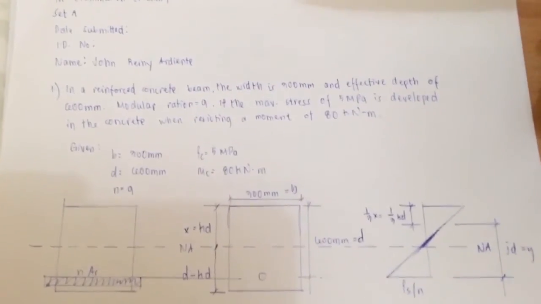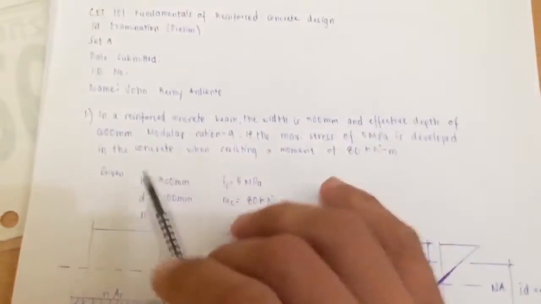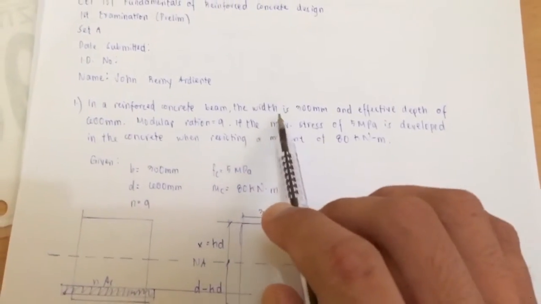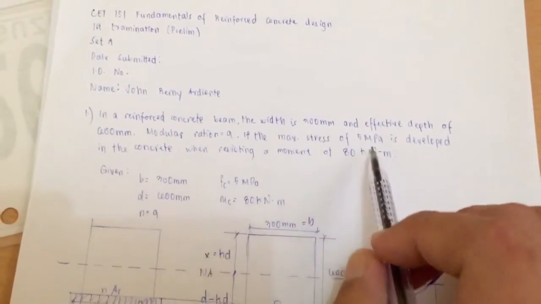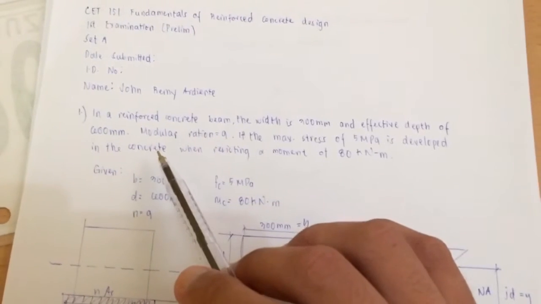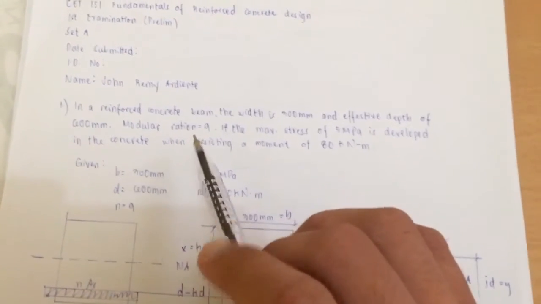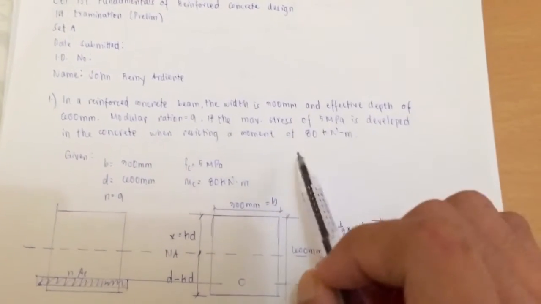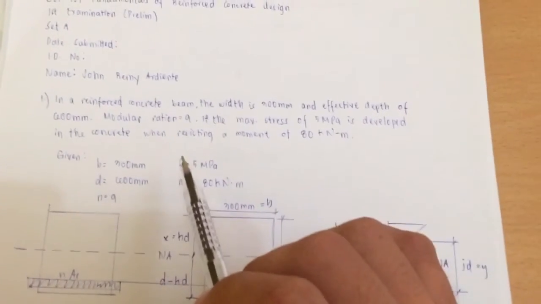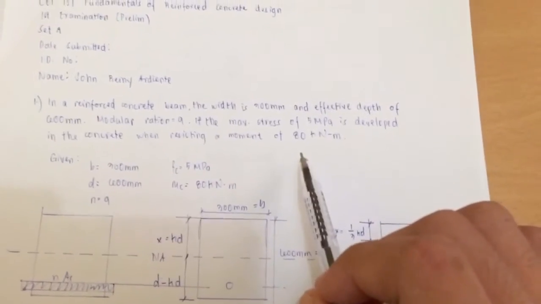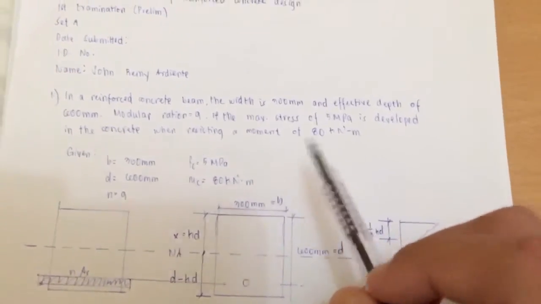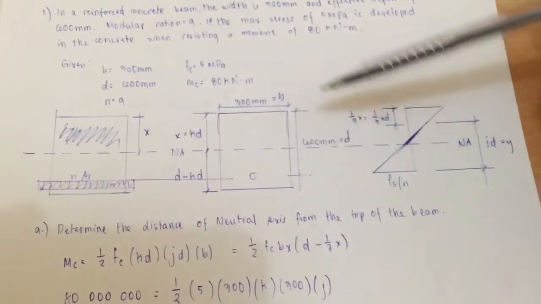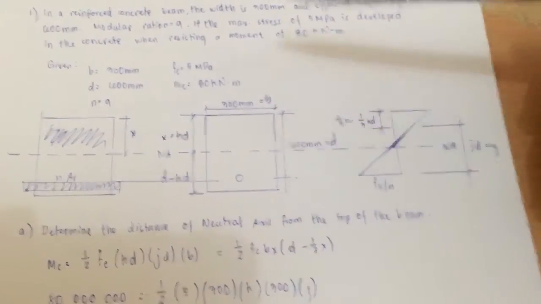Here we go. In a reinforced concrete beam, the width is 300 mm and the effective depth is 600 mm. The modular ratio n is equal to 9, and a maximum stress of 5 megapascals is developed in the concrete when resisting a moment of 80 kilonewton meter. By illustrating the given problem, this is how it looks like.